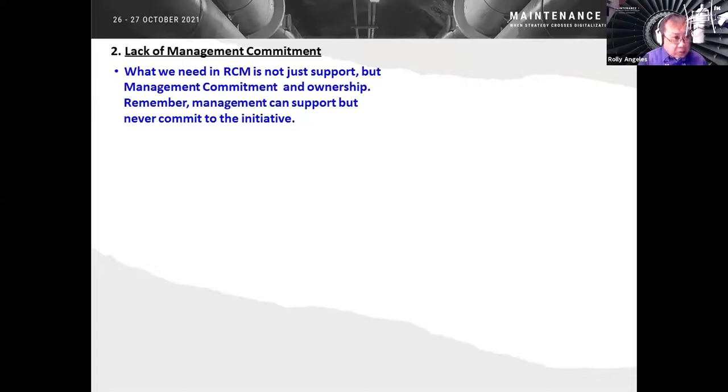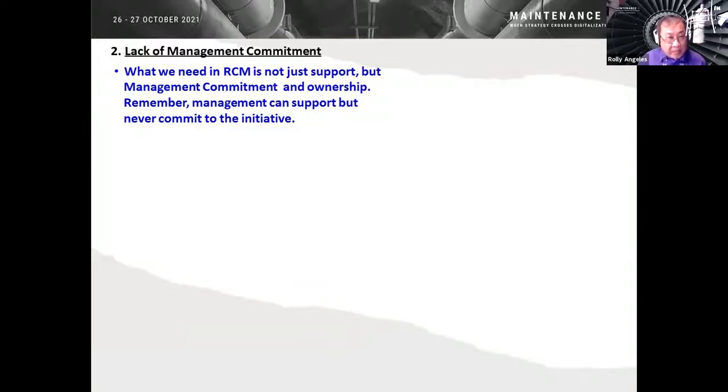So, that's the first on my list of why RCM fails, and second, we have a lack of management commitment. Okay? Now, I would prefer to use the word commitment rather than the word support. Okay? What we need is not just support in RCM, but a commitment. And if possible, what we need is ownership. Okay? Management can support, but they can never commit to the initiative.